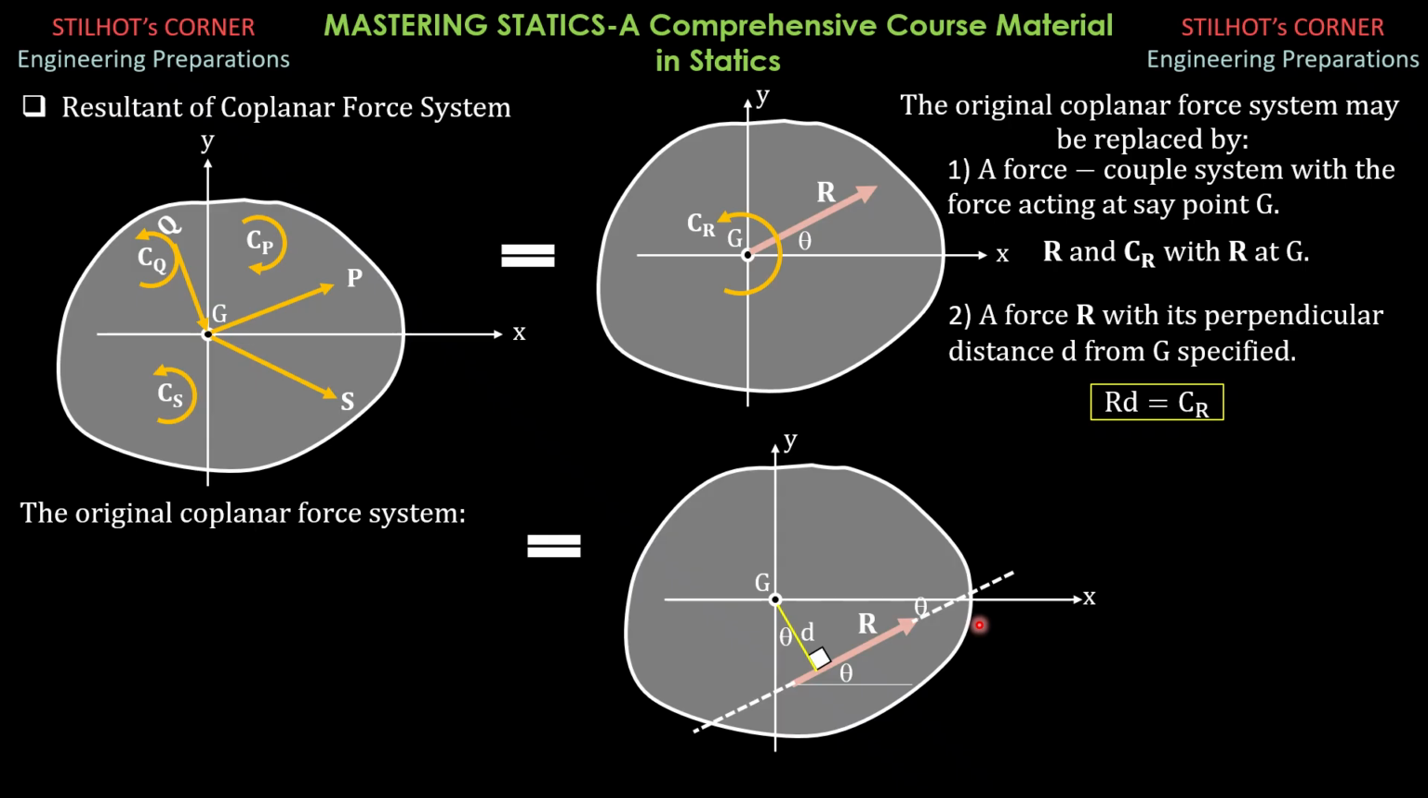So it follows that the moment of the single force R about this arbitrary point should be equated to the moment, the resultant couple, which is C sub R.